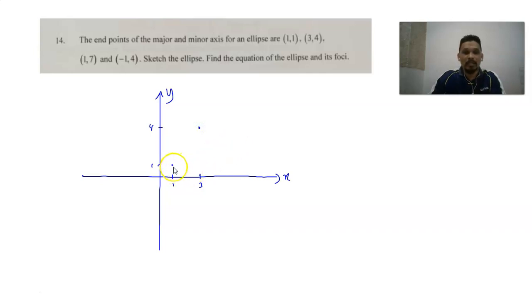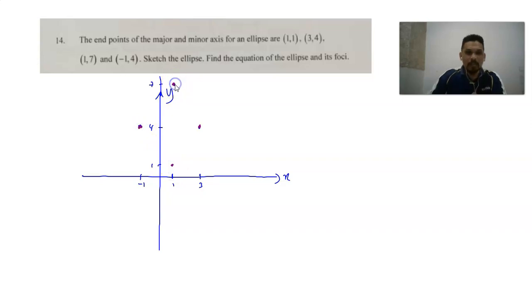Then (1, 7), somewhere around here. Okay, this is 7. (1, 7) and (1, -1) here, and (-1, 4) here. Okay, so I use a different color for this; we call these the vertices of the major axis.